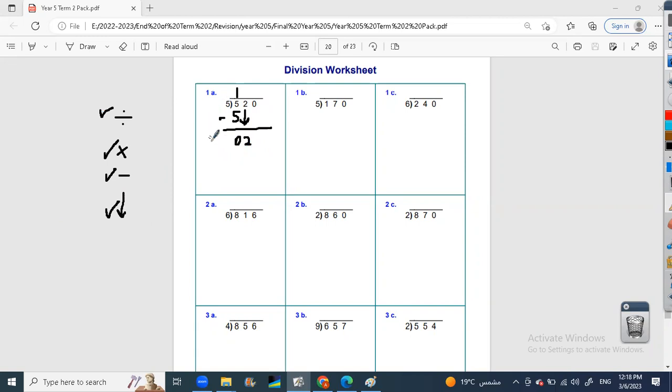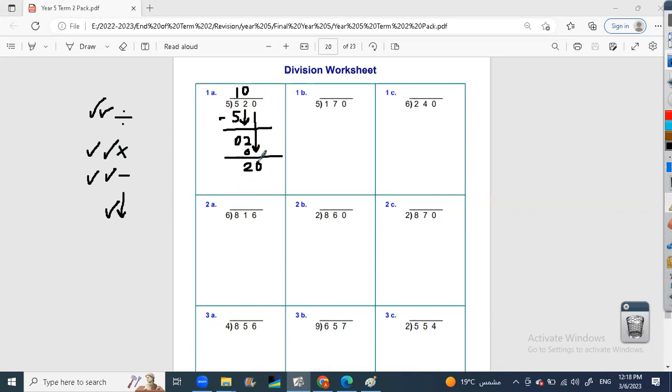Mister, there are 0 5s in 2. So how many 5s are in 2? 0. No problem. Can I bring down, mister, the next 0? Yes, you can. Mister, I divided, I want to multiply. Okay, no problem. 0 times 5 is 0. Done with multiplication. 2 minus 0 is 2. Done with subtraction. Bring down the next 0.